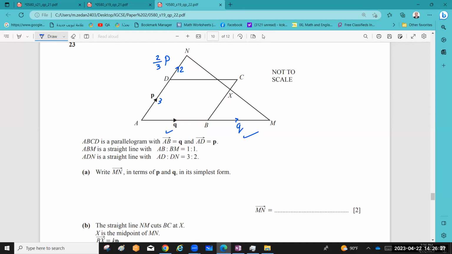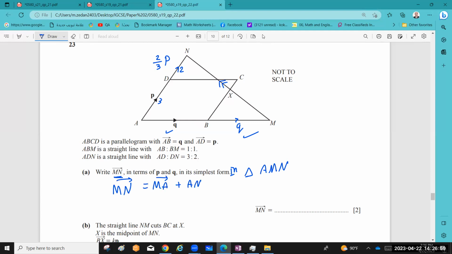Write MN in terms of P and Q. MN vector, where's the MN? If the vector is drawn, it's okay. If not drawn, you have to draw it. Yes, the vector MN is quite easy. This is the third side of triangle AMN. The vector MN that you want simply is MA plus AN.